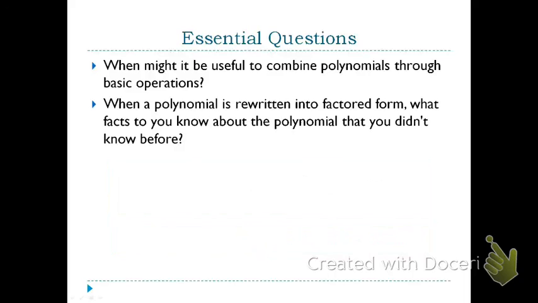So that second one, I believe it's a misprint. It says, when a polynomial is rewritten into factor form, what facts do you know about polynomials that you didn't know before? What don't you know?